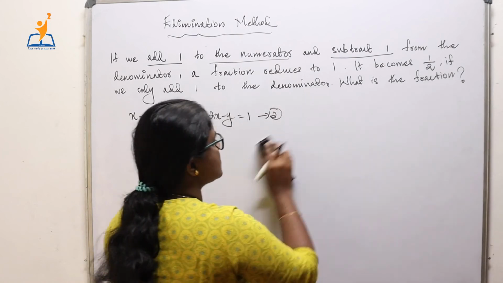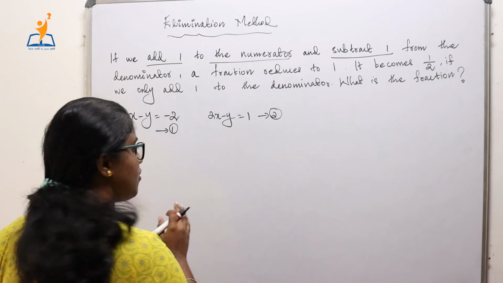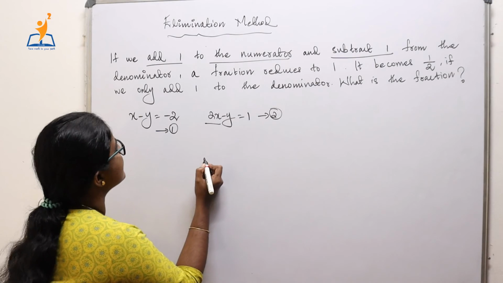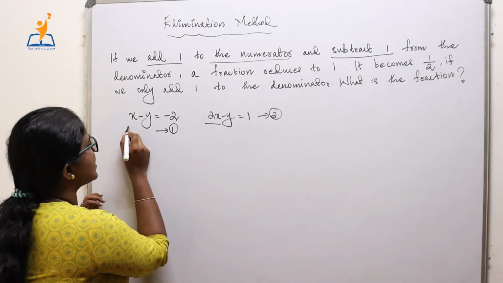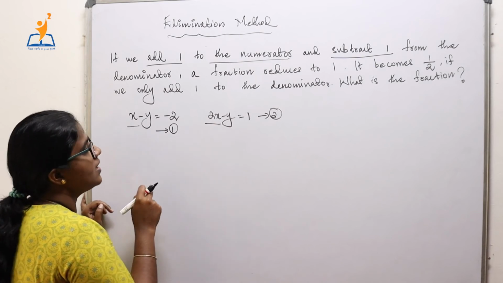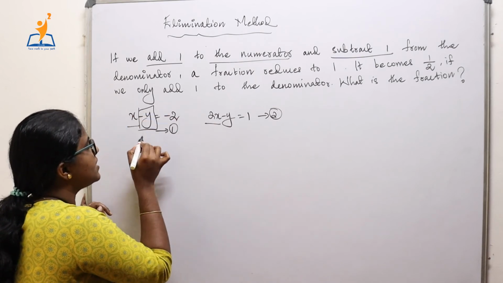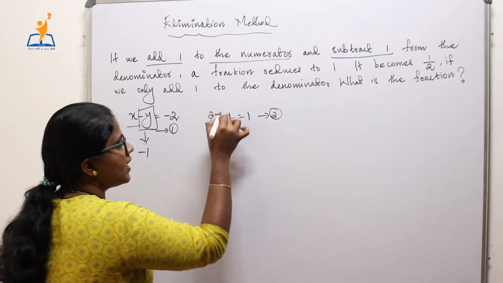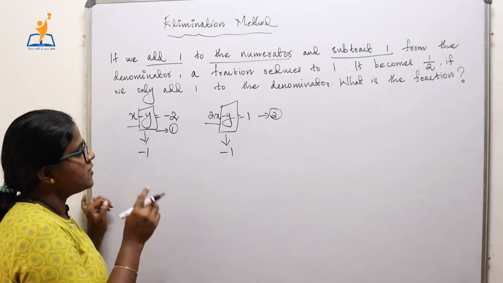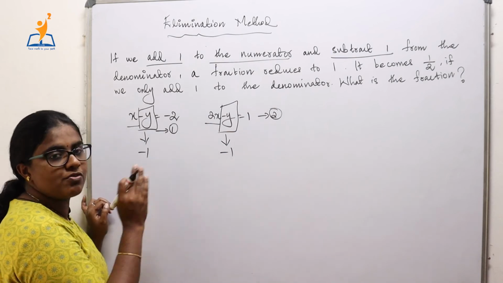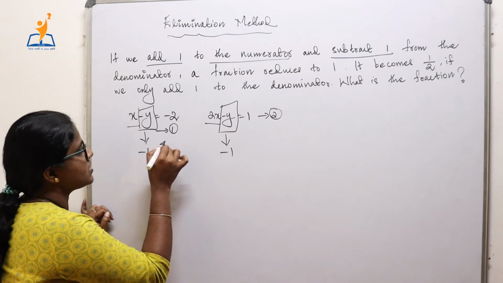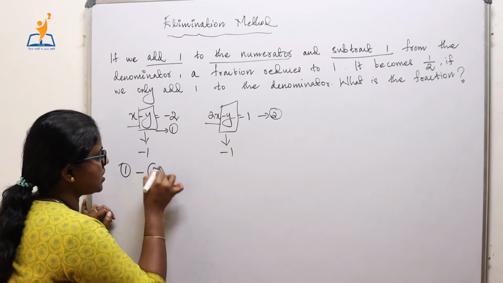So the first step is to make the coefficient of one of the variables the same in both the equations. Here the coefficient of x is 2 and here it is 1. But look, here we have the coefficient of y as minus 1 and here also we have the coefficient of y as minus 1. So in both the cases the coefficients are equal. Now let's do the subtraction, that is equation number 1 minus equation number 2.